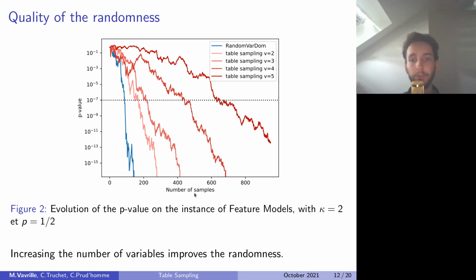So here I used the feature models problem because it's one of the problems where we are able to enumerate all the solutions because there are few of them. We need to have small problems because the p-value has to be computed on a large number of samples, more samples than the total number of solutions. That's why we use the feature models. So this graph shows that increasing the number of variables improves the randomness.